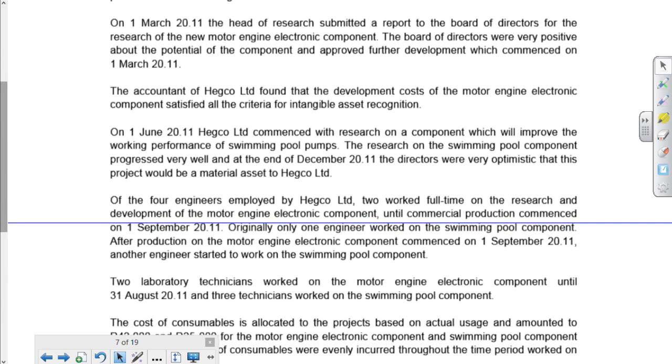1 June 11, they started research on swimming pool pumps. The research progressed well, and at the end of December 11, they were optimistic that this would be a material asset. Being optimistic is not good enough. We need to meet the criteria, isn't it? There's nothing there about meeting criteria.